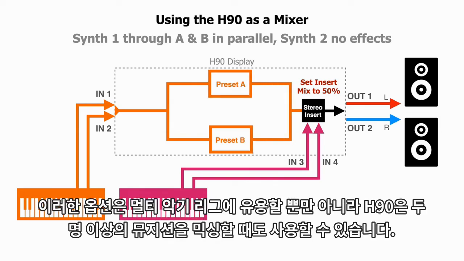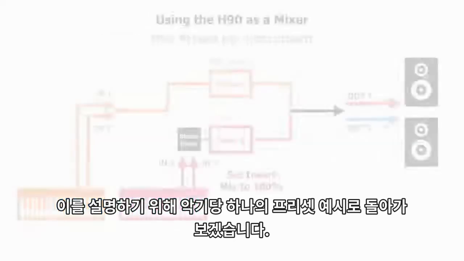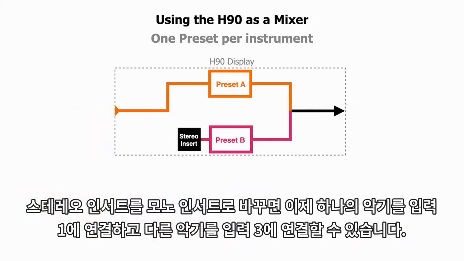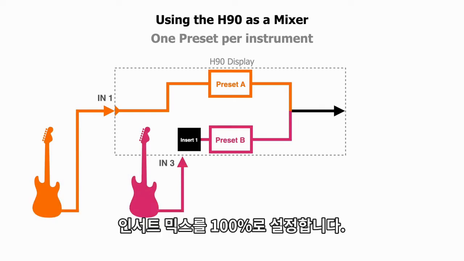Not only are these options useful for multi-instrument rigs, but the H90 can serve to mix more than one musician. To demonstrate this, let's go back to the one preset per instrument example. Switch the stereo insert for a mono insert, and now we'll be able to connect an instrument to input 1 and a second instrument to input 3. Set the insert mix to 100%.